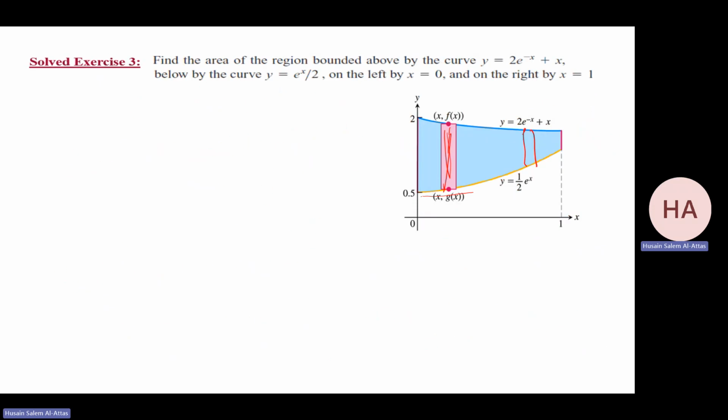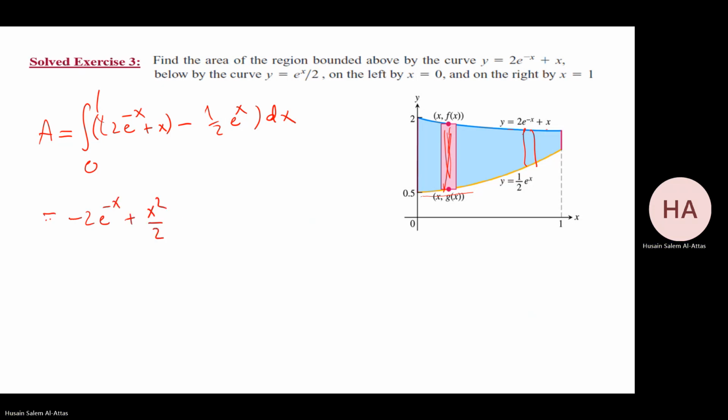Now, this one will be the integral, the area, from 0 to 1 of the upper, which is this function, so it's 2 minus x plus x, minus the lower, which is this one, dx. Now we just do the calculations. What we will get: minus 2 minus x plus x squared over 2 minus half e to the x, all of this from 0 to 1.